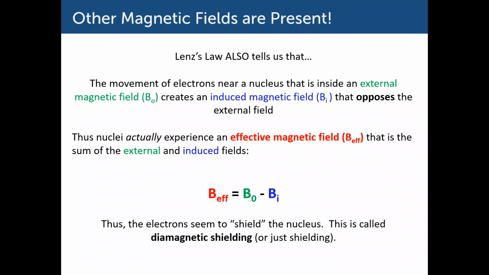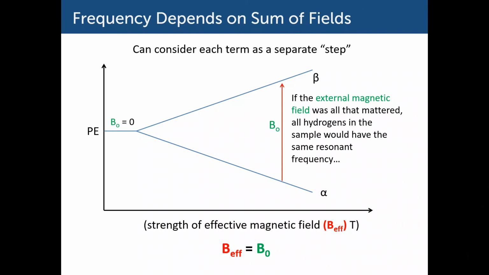So we have this introduction of what electrons do now. Again, back to our potential energy diagram, if all we had was an external magnetic field, no electrons, no Lenz's law, all hydrogens would have the exact same resonant frequency. At least within a particular instrument, B naught will be the same for the instrument every time, and the gyromagnetic ratio is the same. So NMR would be useless if we had no electrons.